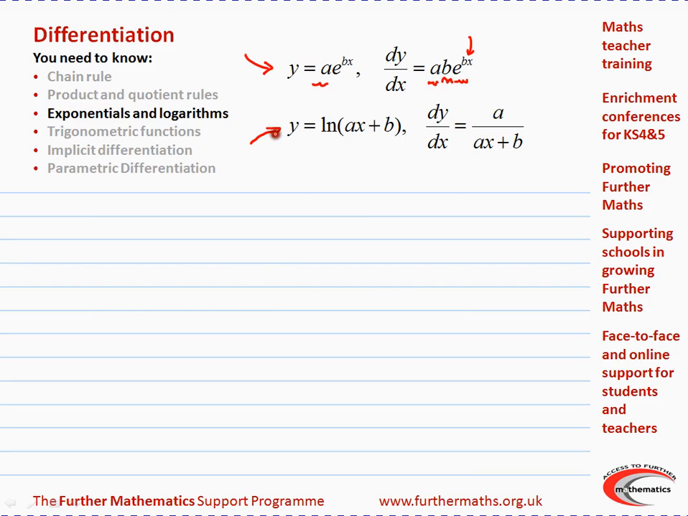If you're differentiating y equals log of ax plus b, the derivative there is dy/dx equals a over ax plus b. Again, this is using the chain rule. Differentiating the logarithm gives you a reciprocal, so the derivative of log of ax plus b gives you 1 over ax plus b here, and then you need to multiply by the derivative of the inside function, that's the derivative of ax plus b, which is just a.